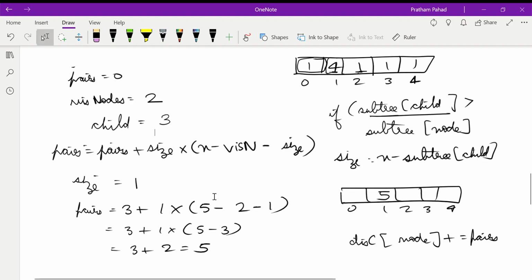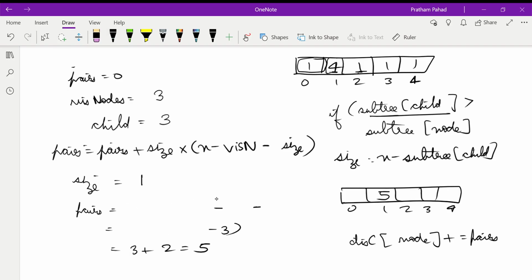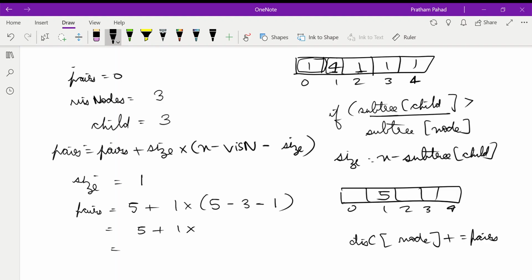Child is 3 and visited nodes will be plus equals to size. So total 3 visited nodes have been done. Now again size equals subtree of child. Size is again 1. Let's calculate it again. Total pairs is 5, 5 plus size. Size is 1 into what is n? N minus visited nodes, 3 minus size which is 1. So 5 plus 1 into what is 5 minus 4? 1. So 5 plus 1, total 6. Total 6 pairs will be coming here. 6 pairs at 1.